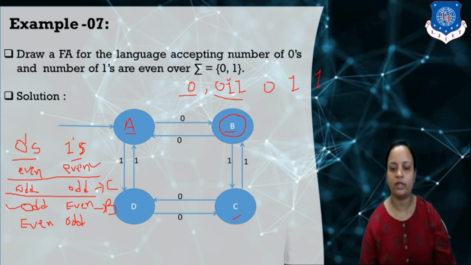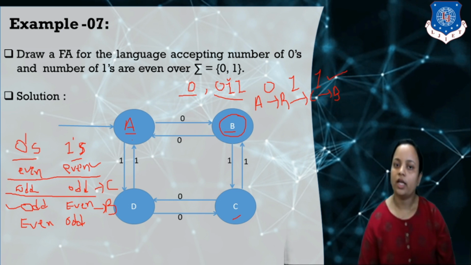Like this, 0 1 1. Again, A on 0 moves to the B state. B on 1 moves to the C state. C on 1 moves to the B state. So B is our accepting state. You can see that if the string contains an odd number of zeros and an even number of ones, it always reaches B, which is our accepting state for this possibility.